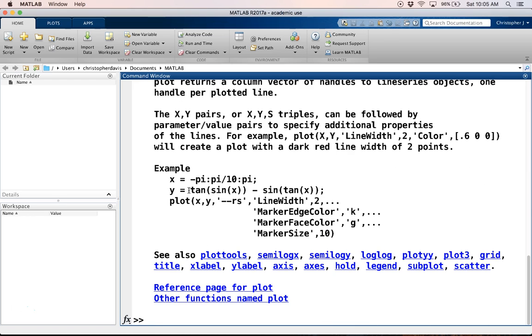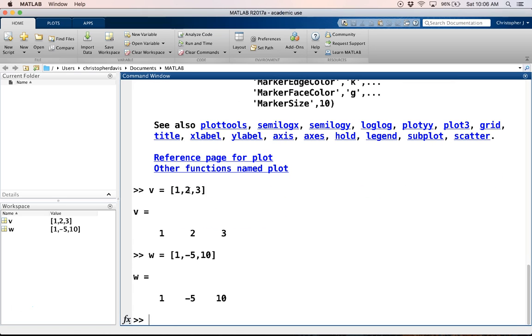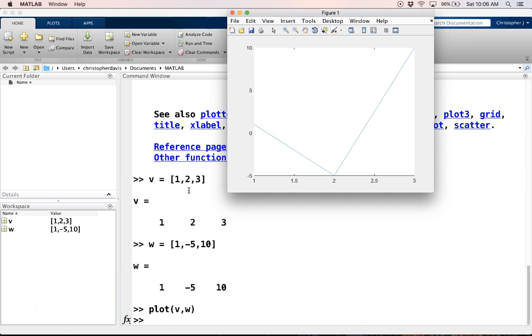Say I do v equals 1, 2, 3. Okay, this is going to be my x coordinates. And say I do w equals 1, negative 5, 10. Now I'm going to plot these, plot VW. And then this plot comes up, and here's what it does.